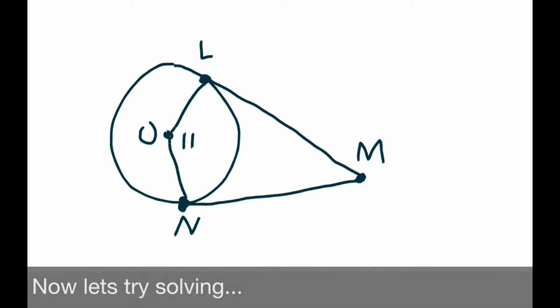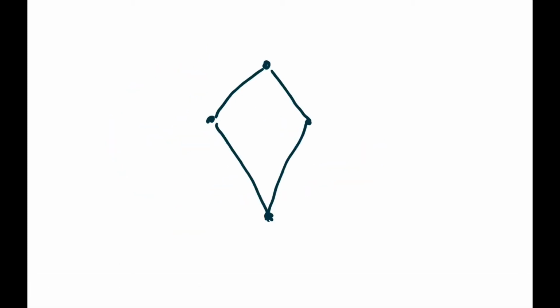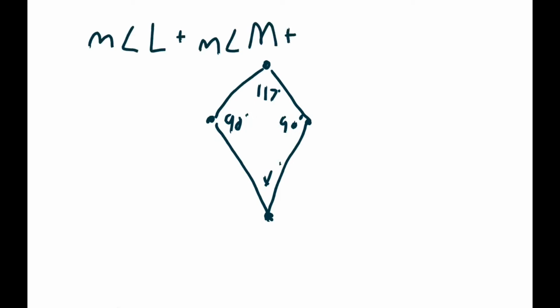Now let's try solving for the measure of angle M. Because the shape formed is a quadrilateral, we can assume that the sum of the angles is 360 degrees. Therefore, we can say that the measure of angle L plus the measure of angle M plus the measure of angle N plus the measure of angle O is equal to 360.